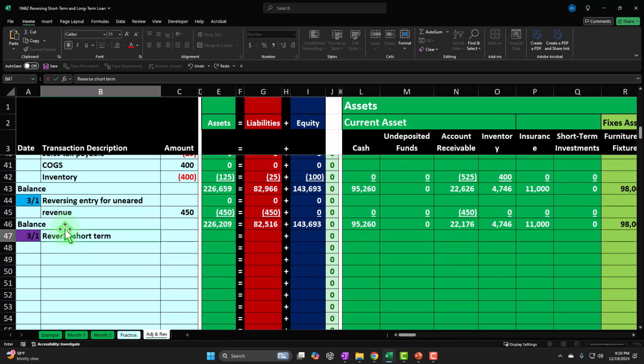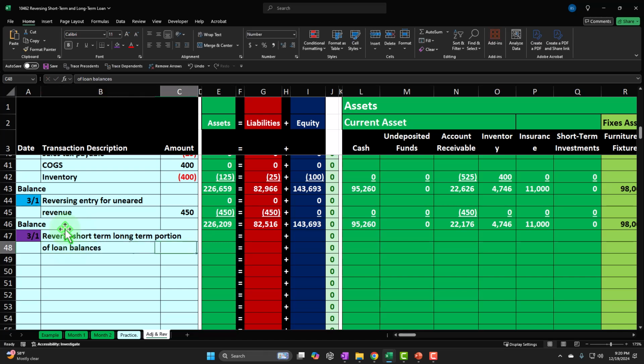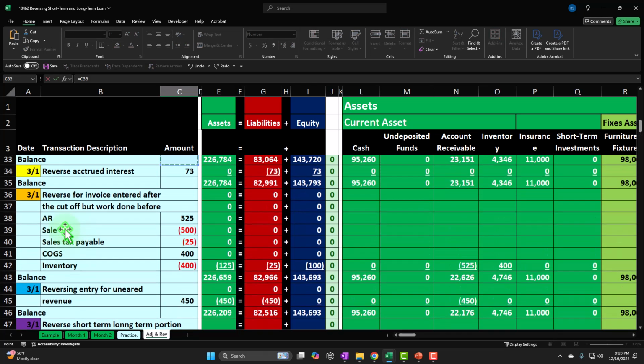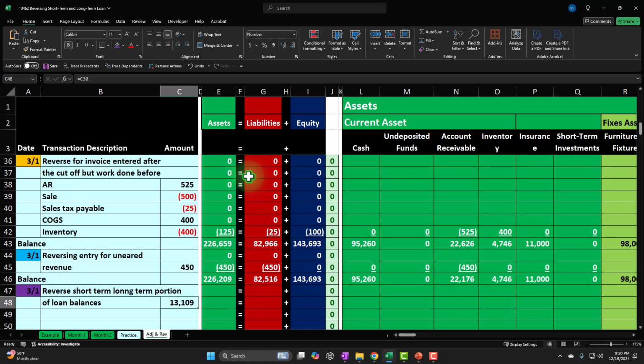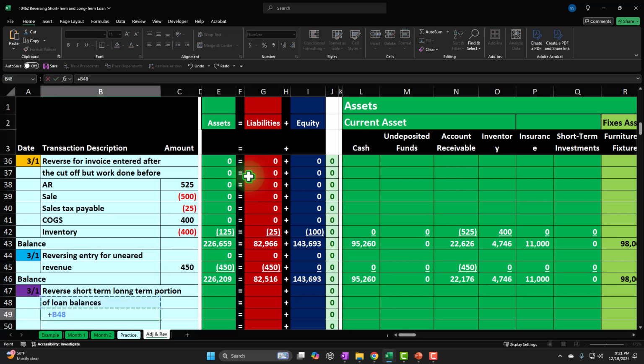short-term, long-term portion of loan balances. Hopefully I spelled that somewhat decently. And then I'm just going to say the transaction that we did last time is going to be equal to the short-term and long. I can break out the whole thing. I could just say, let's do the whole thing. I'll copy this whole bit down.